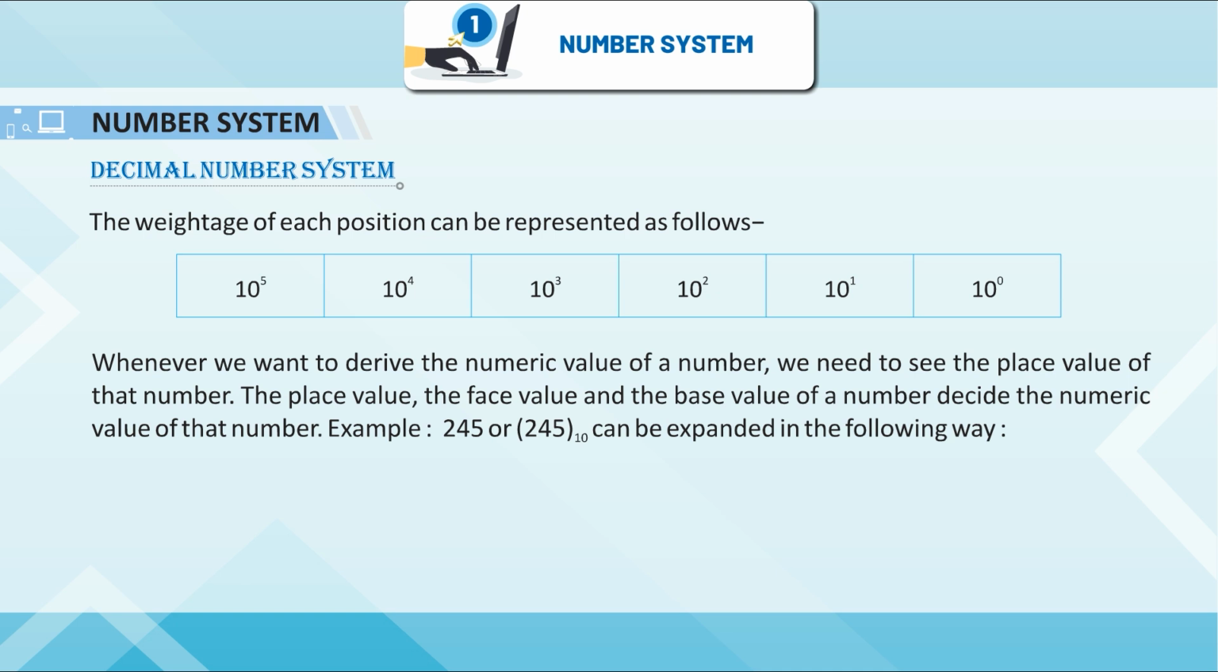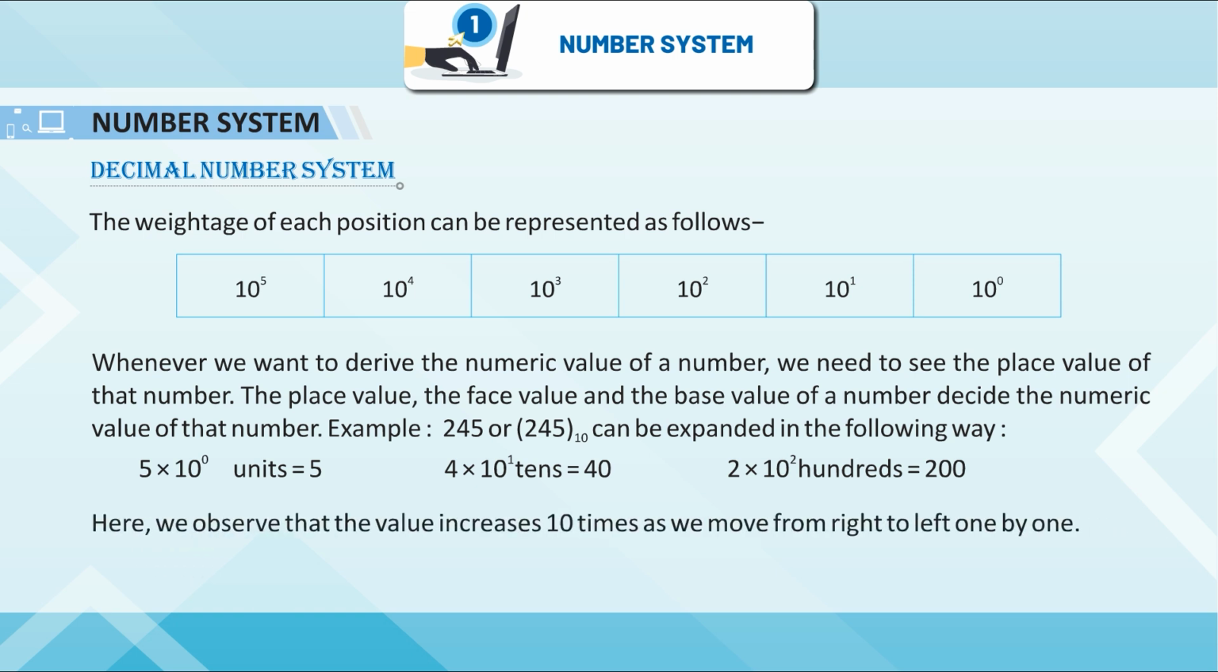The place value, the face value and the base value of a number decide the numeric value of that number. Example, 245 with base 10 can be expanded in the following way. 5 into 10 units equals 5. 4 into 10 tenths equals 40. 2 into 10 hundredths equals 200. Here, we observe that the value increases 10 times as we move from right to left one by one.